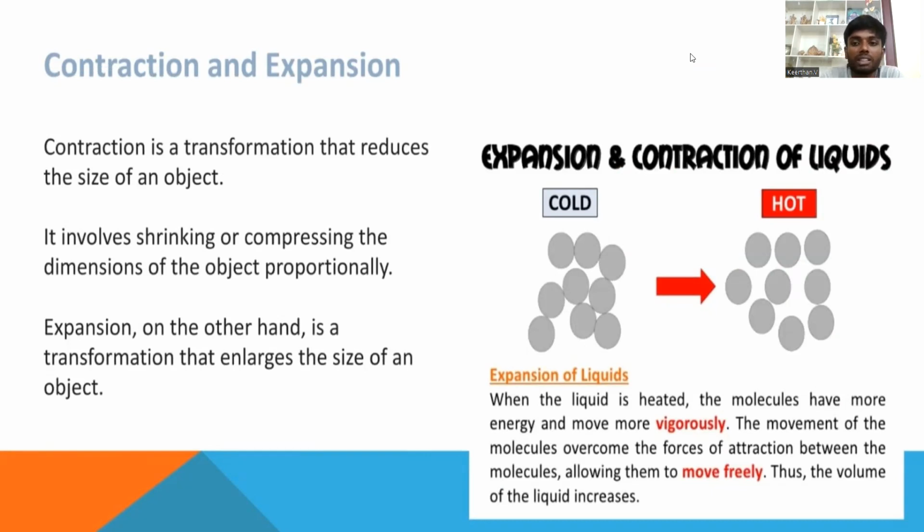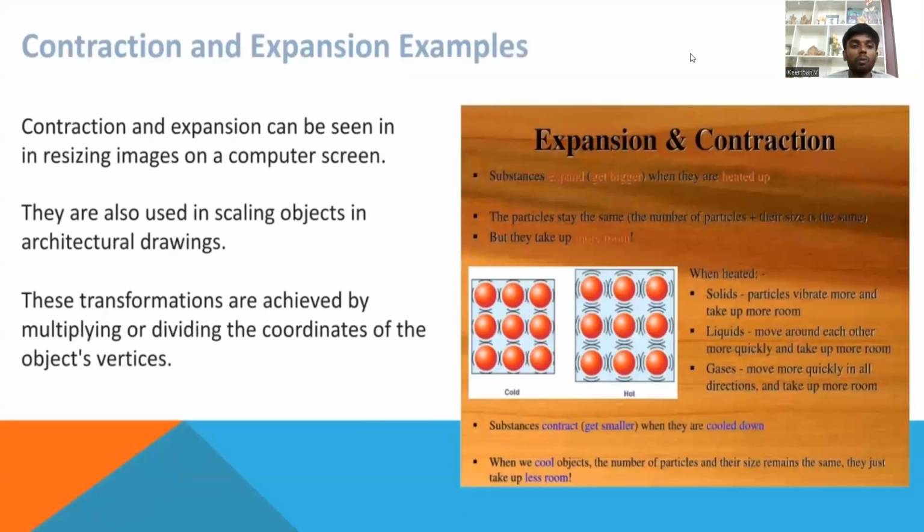Contraction and expansion. Now, what is contraction and what is expansion? Contraction is a transformation that reduces the size of an object. It involves shrinking or compressing the dimensions of objects proportionally. Expansion, on the other hand, is a transformation that enlarges the size of an object.